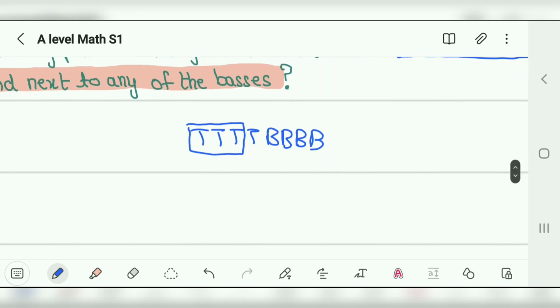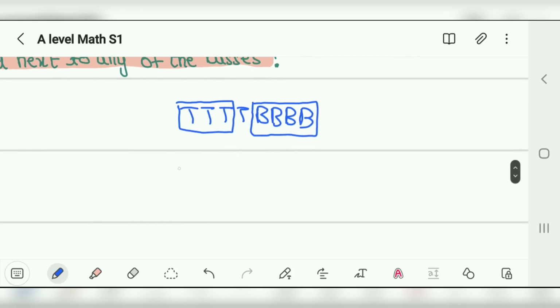Which means that they are also in one box. So they can shuffle from their places, so this is 2 factorial. Also inside one box they can shuffle, so 3 factorial. And the basses they can shuffle, so 4 factorial. So this is the answer.